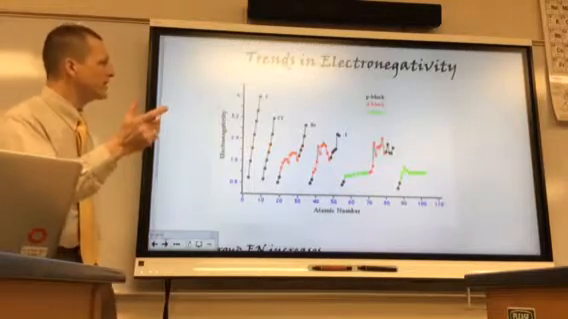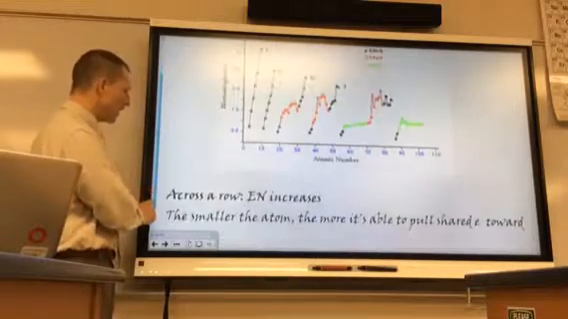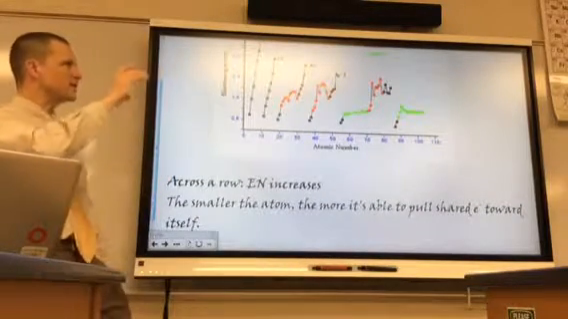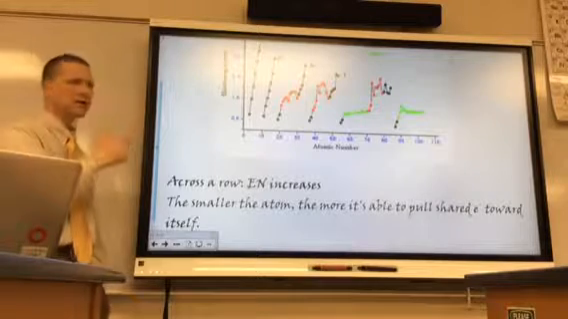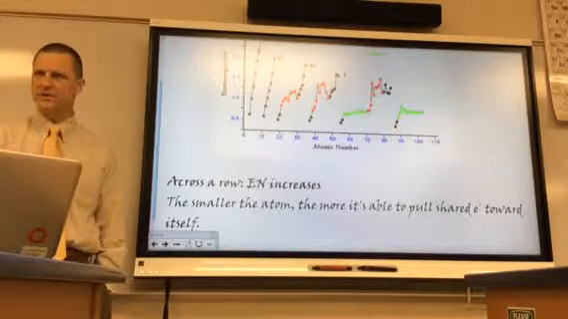Okay, so the trends are like this. Across a row, the electronegativity is increasing because atoms are getting smaller. The electrons are drawn more toward the nucleus of the smaller atom.